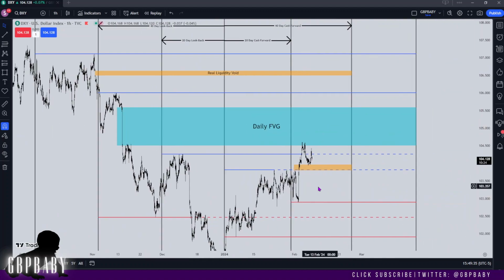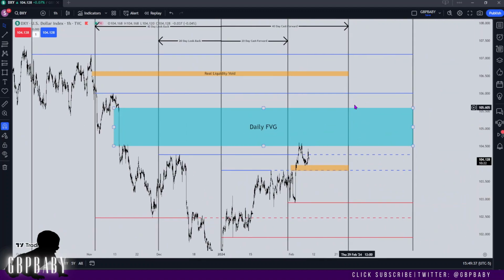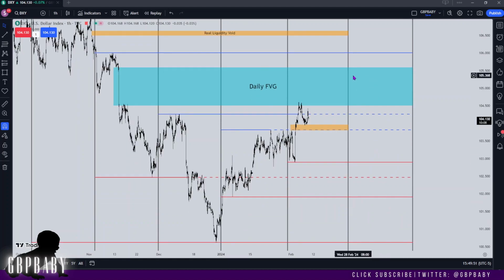So once we get to the end of February, I'll be looking at this IPDA data range again, saying, okay, is price going to trade up into this real liquidity void, or are we going to turn around after taking out this high? And that's assuming we even get to that high. If price fails to get to that high and we start to see a break in market structure, we can think, okay, that means we can start anticipating lower prices and start looking for the lows.